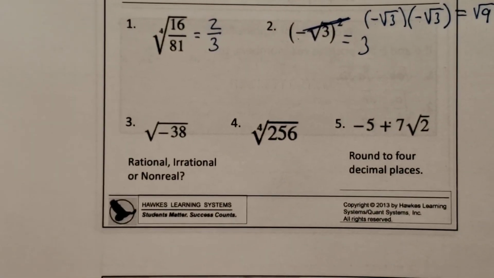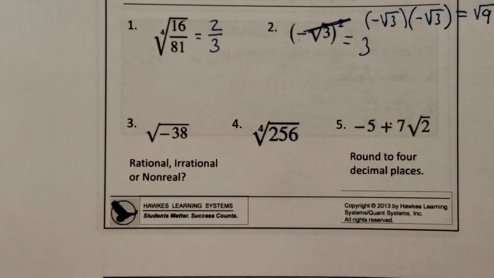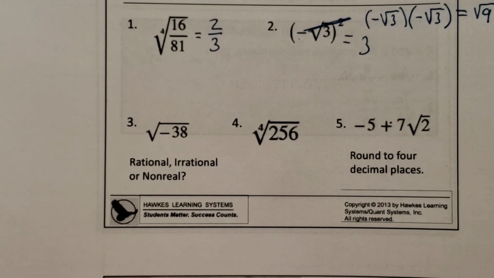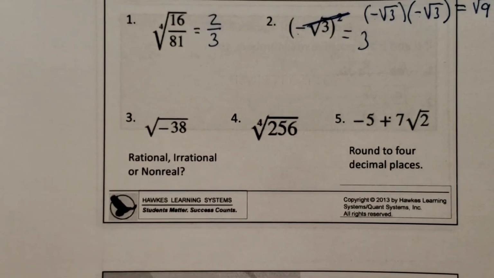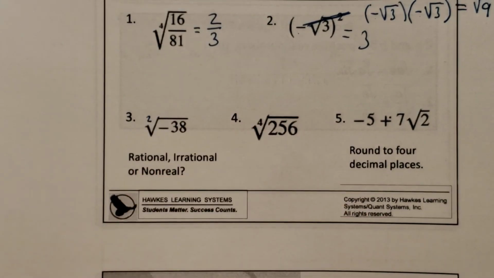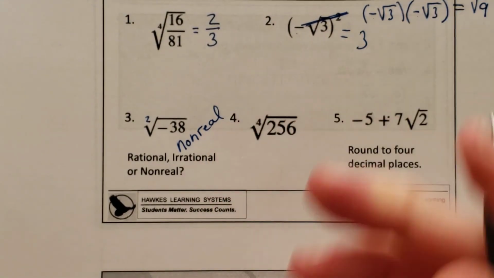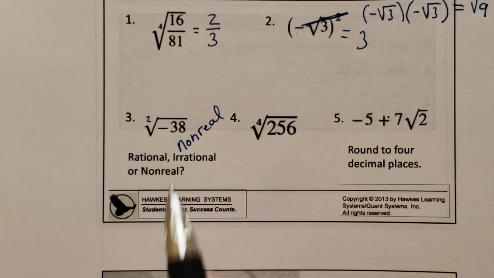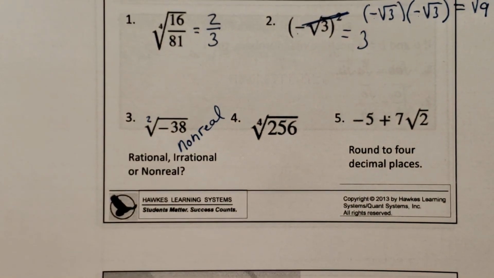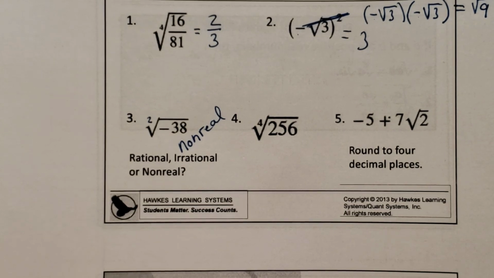All right, so then look at number 3. In Hawks, you'll have numbers like this, and the question will be, is this rational, irrational, or non-real? Well, since I don't see a number, it means it's automatically the square root. So the square root of a negative number doesn't exist. So this answer is non-real. If it was just the square root of positive 38, 38 is not a perfect square. So the answer I would pick would be irrational. If it was asking me the square root of 36, the choice I would choose would be a rational number.